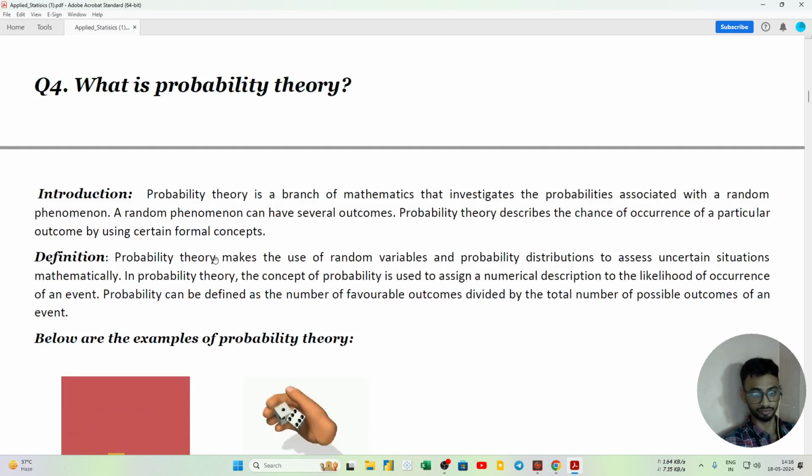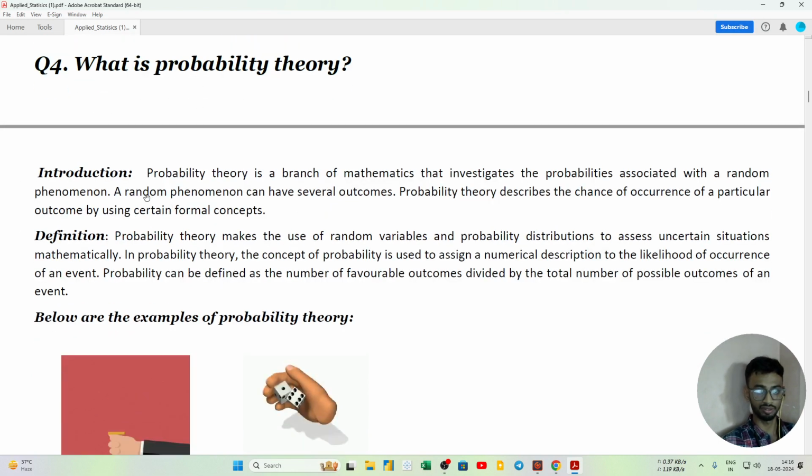Then, probability. What is probability? This is question number 4. Probability theory is a branch of mathematics that investigates the probabilities associated with a random phenomenon, and a random phenomenon can have several outcomes. Probability theory describes the chance of a particular outcome by using certain formal concepts.